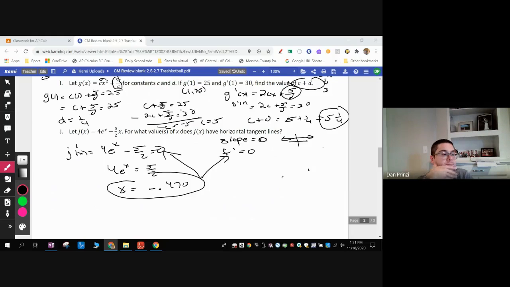Any questions? Was it helpful to just do some back derivative stuff a little bit? Especially those definition of derivatives. Those are tricky.